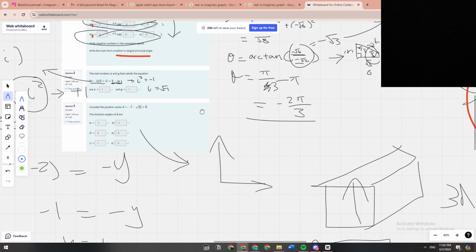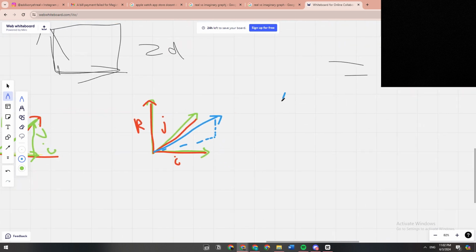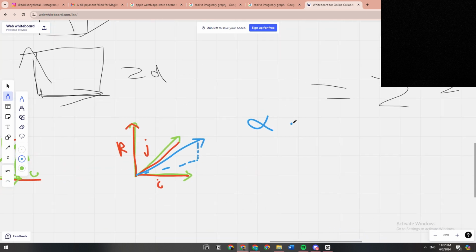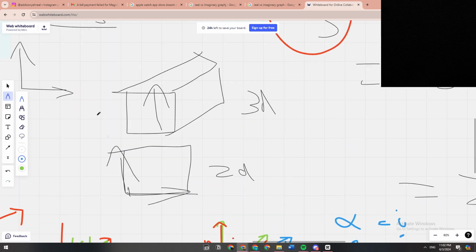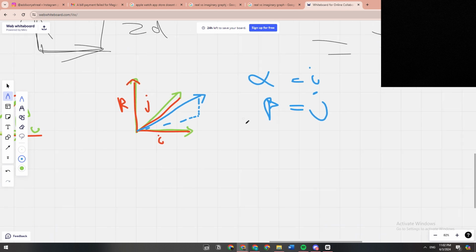Now, what is the question asking? It's the directional angles. Directional angles is very simple. We know that alpha equals the angle of i, beta equals the angle for j, and gamma is the angle for k.